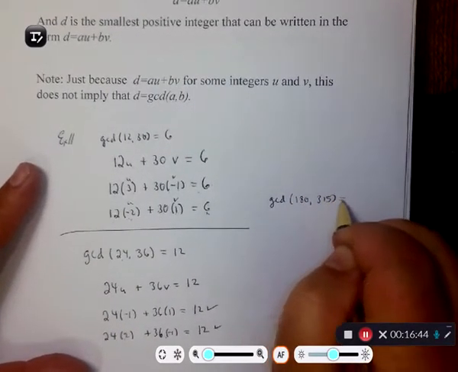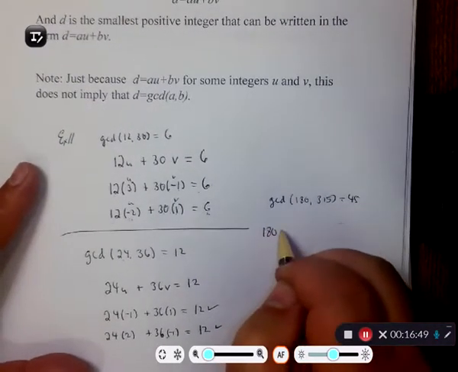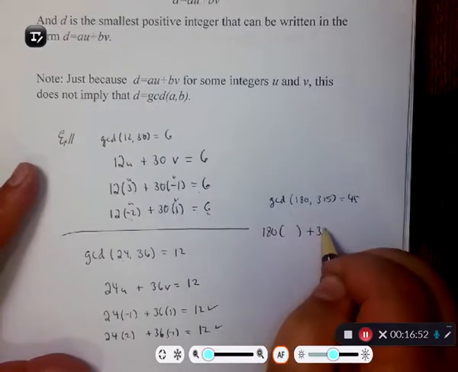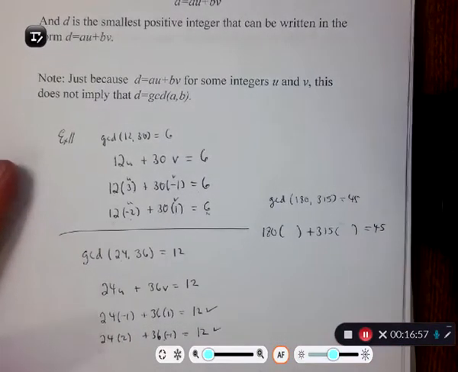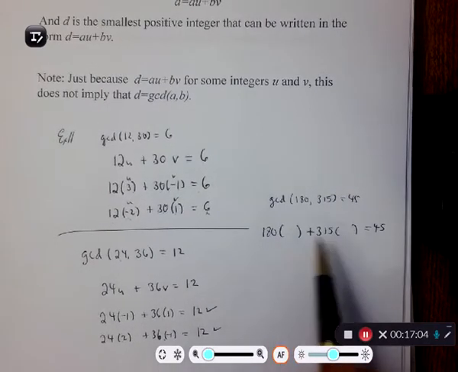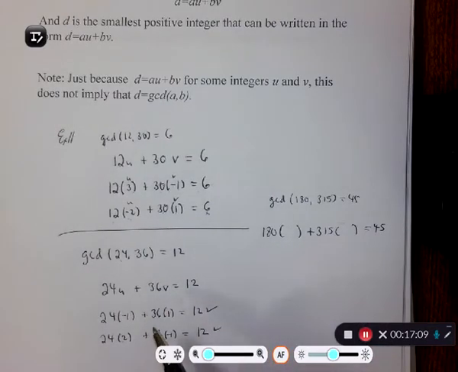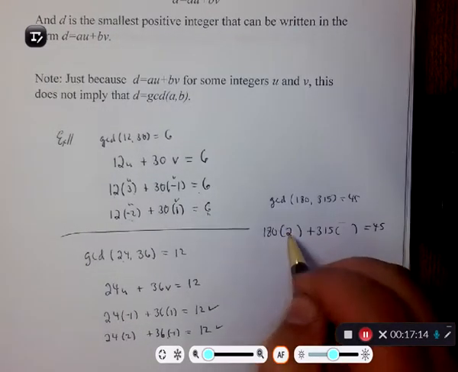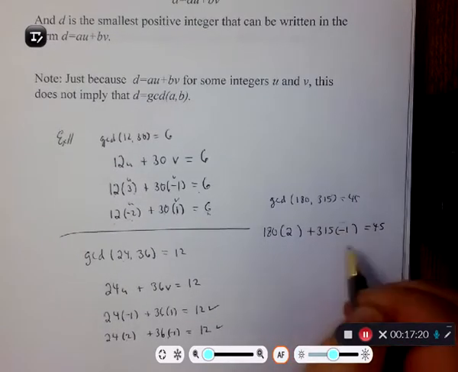315, and that was equal to 45. So 180 times what plus 315 times what equals 45? If you play around with this, you'll notice very quickly that one of these integers is going to be positive and one is going to be negative, because this is a smaller number than what you typically start out with. If I remember on this one, 180 times 2 is 360, minus 315, if I make that negative 1, that also gives me 45.